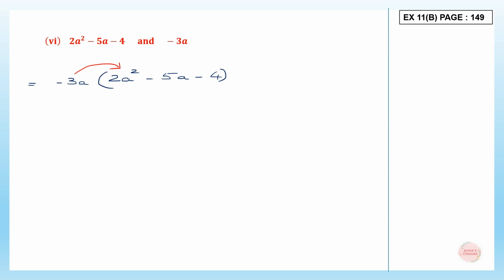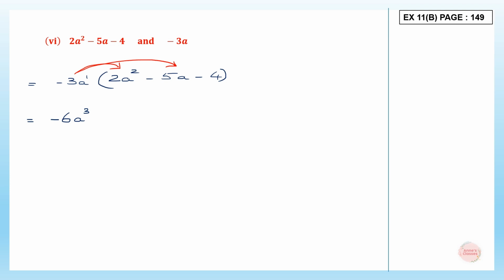Now go carefully. So first multiply the numerical coefficients. Minus 3 into 2. So minus into plus is minus. The numbers 3 into 2 is 6. Now a into a square. A is only a to the power of 1, so a into a square is a to the power of 1 plus 2. So that is a to the power of 3. So that is over. Now we're going to multiply this into minus 5a.